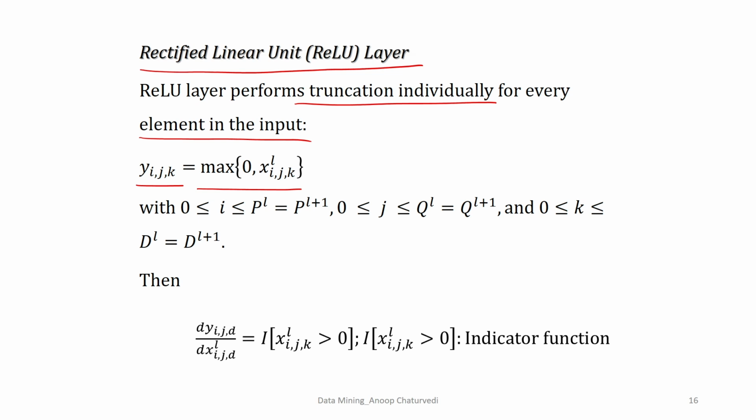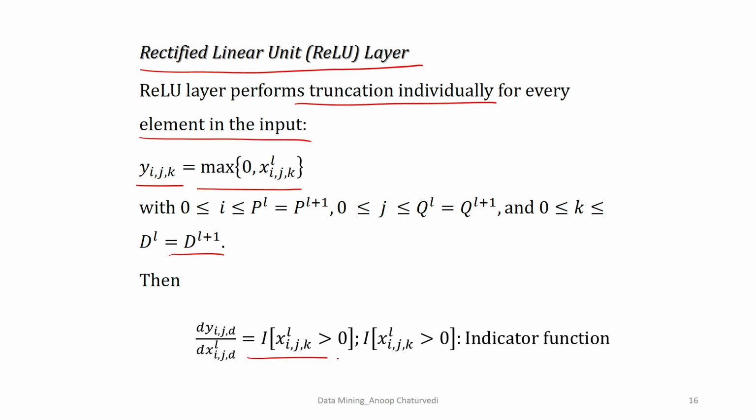So, we are using the truncation for all i lying between 0 to PL, which is equal to PL plus 1, and j lying between 0 to QL, which is equal to QL plus 1. Similarly, k lying between 0 to DL, where DL is equal to DL plus 1. And then we obtain dYij over dXij dl, meaning we are taking the derivative of Yij d with respect to Xij dl.